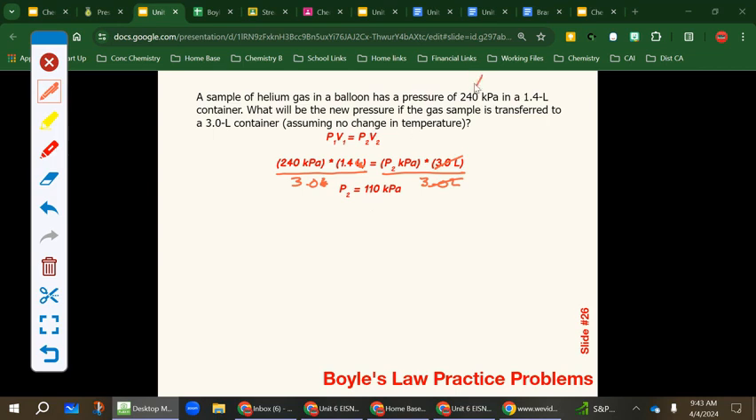How many sig figs here? Nope. 2. How many sig figs here? So my answer can only have 2 sig figs. That's the 110. The 0 is not significant because there is no decimal afterwards. Questions, ladies and gentlemen?